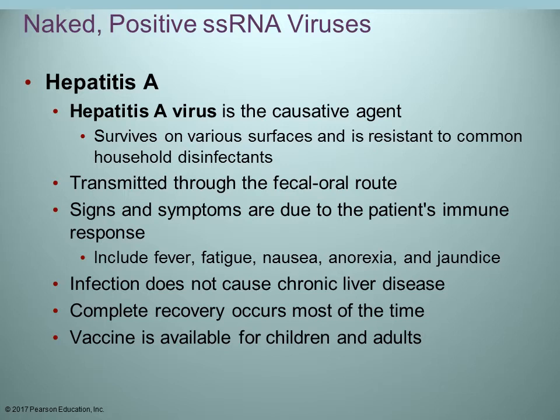What are some of the signs and symptoms? Usually fatigue, fever, nausea, anorexia, jaundice. This type of infection caused by hepatitis A virus does not cause the chronic liver disease like you see with hepatitis B. Usually recovery does occur, and it is a complete recovery. There is a vaccine that is available for hepatitis A.